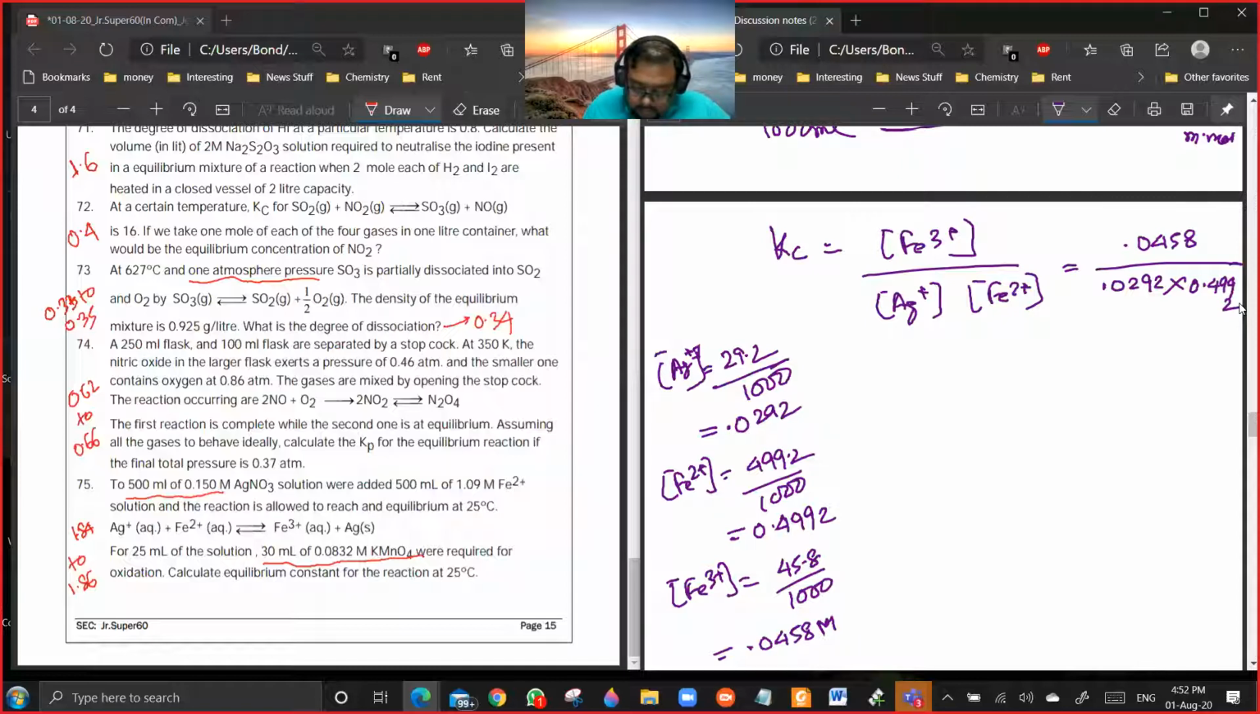It is 3.14. Okay, let me check. Yeah, it is coming out to be 3.14. They have given the answer to be like 1.84 to 1.86. Let me check.